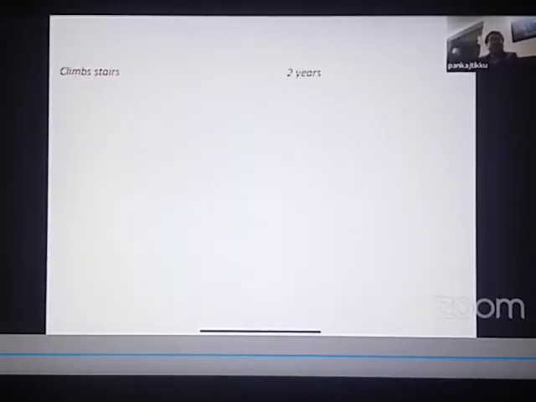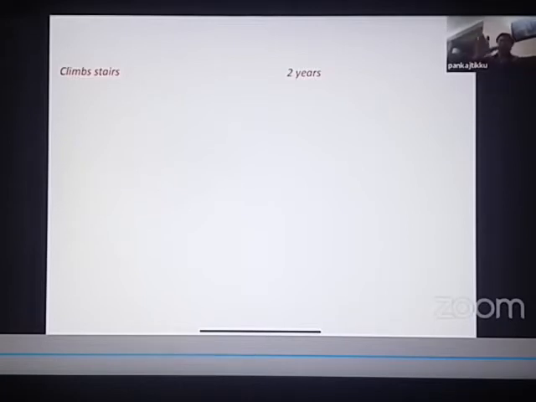When does the child start climbing stairs? The child starts climbing stairs at the age of 2 years. But how is he climbing? His climbing is different from how we are climbing. So first he puts one foot on a step, then he puts the other foot on the same step.